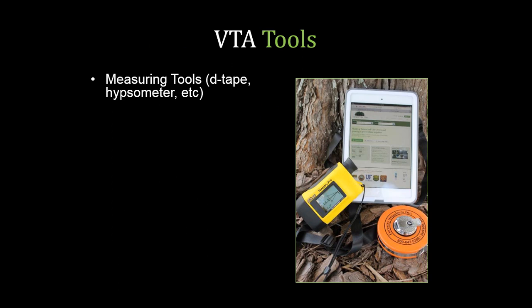Tools for visual tree assessment include just your basic measuring tools. A D-tape's important because you can figure out how big the tree is and how much damage it could cause if it fell on something, because size directly relates to consequences of failure.